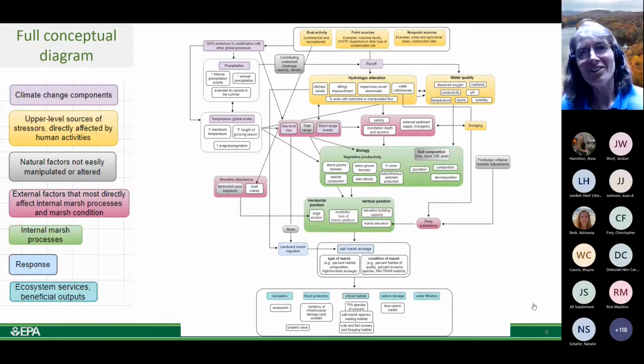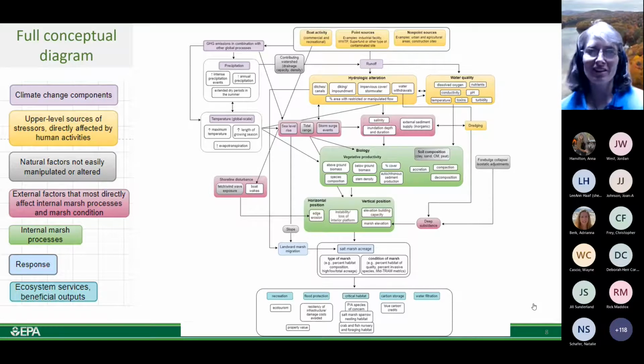So the upper tiers are where you have the sources of stressors, and then the middle part, the green, is the heart of the diagram, where we started with WATCH. There are 4 attributes that the green part covers from WATCH, which include the biology, soil composition, horizontal position, and vertical position. And then we built out from there.